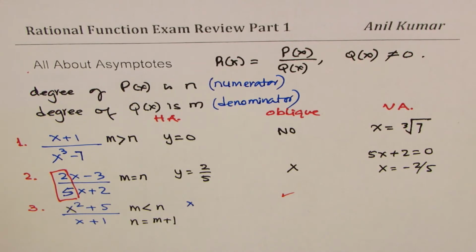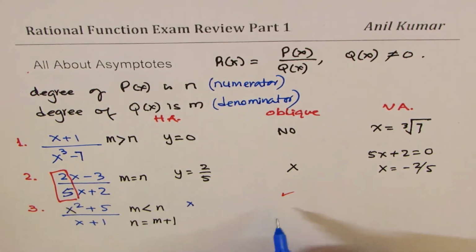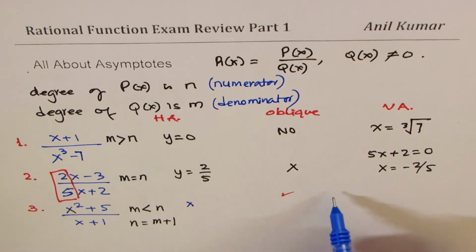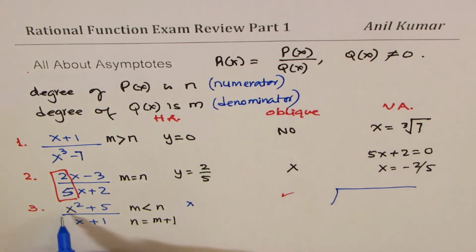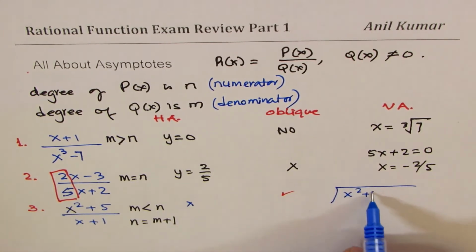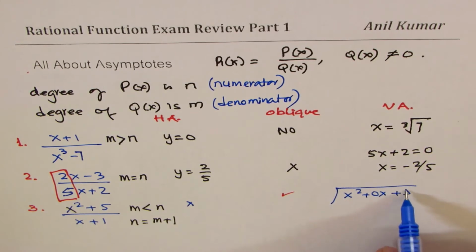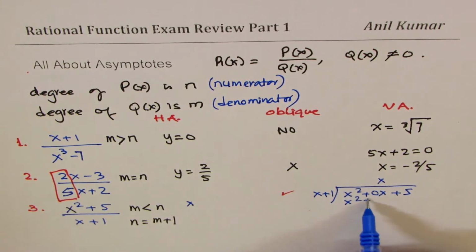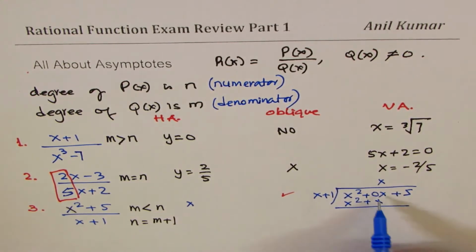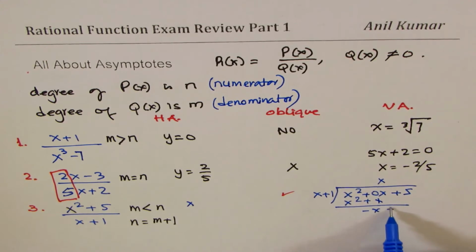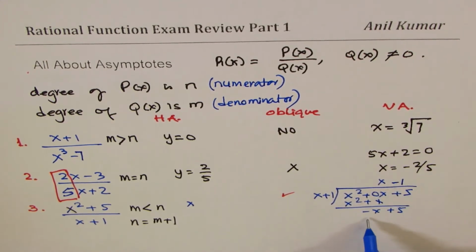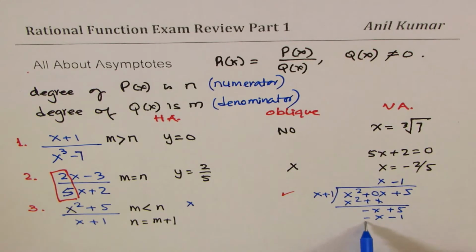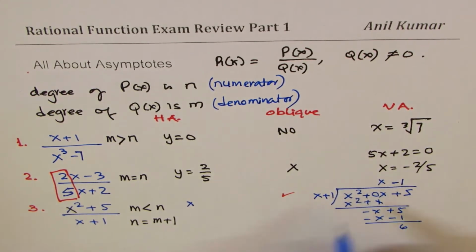We actually do division to find it, right? So in this case, what we will do here is we will divide. So I'm using this space to divide. So you divide the numerator, which is x squared. Let me write 0x as a placeholder, and then divide by x plus 1. So it goes x times, we get x squared plus x, right? So we get minus x plus 5, and then minus 1. So it gives you minus x minus 1. Remainder is 6. So y equals to x minus 1.